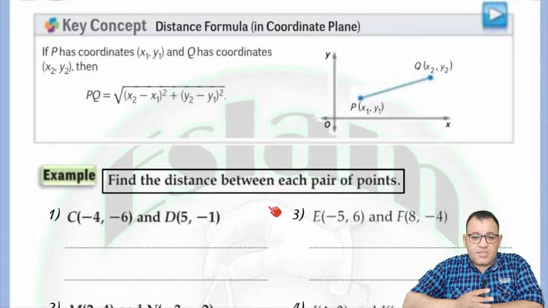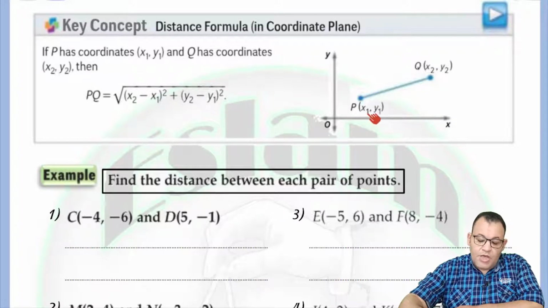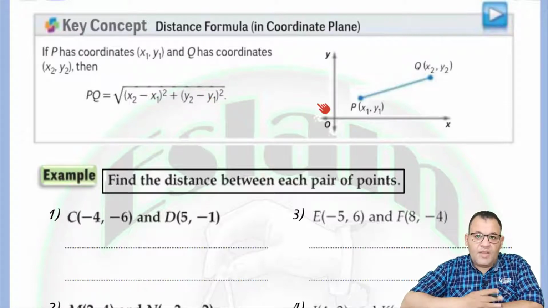How can we find the distance between any two points in the coordinate plane? Suppose that the point P is (x1, y1), and Q is (x2, y2). To find the length of PQ, it will be equal to the square root of (x2 minus x1) all to the power 2 plus (y2 minus y1) all to the power 2. And that's how we can find the length of a line segment in the coordinate plane.